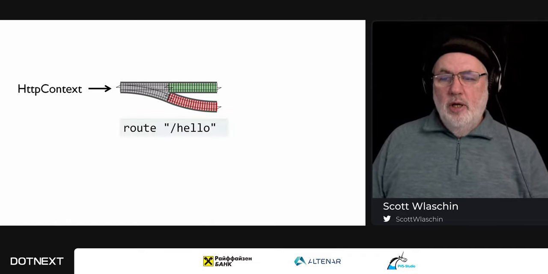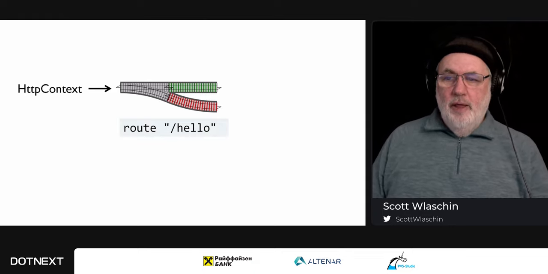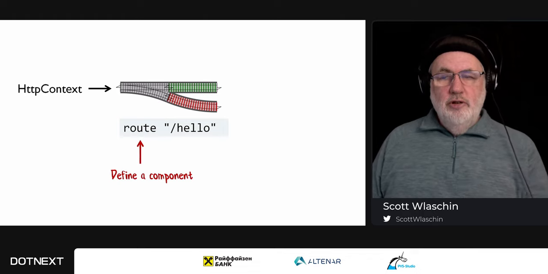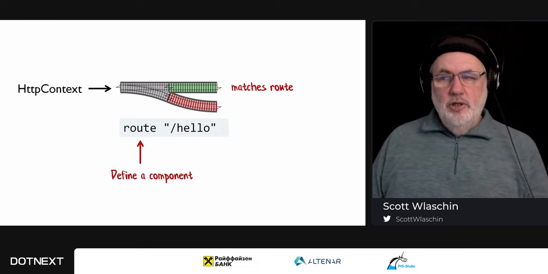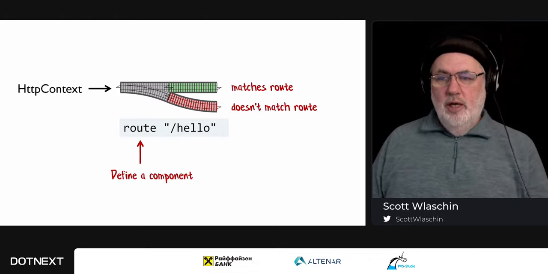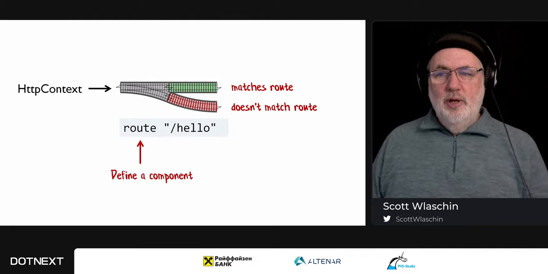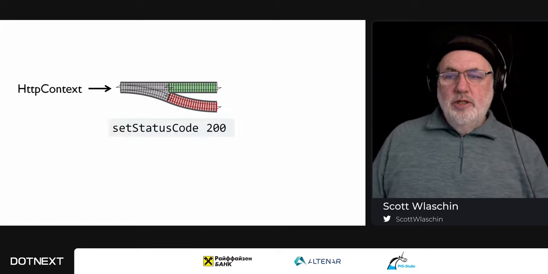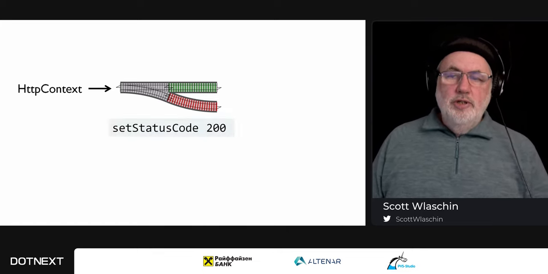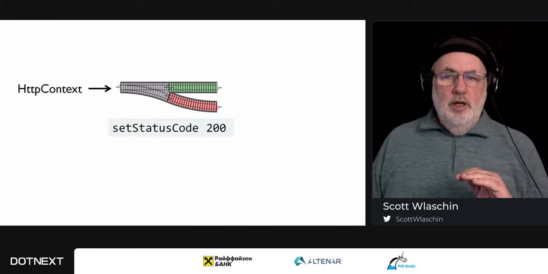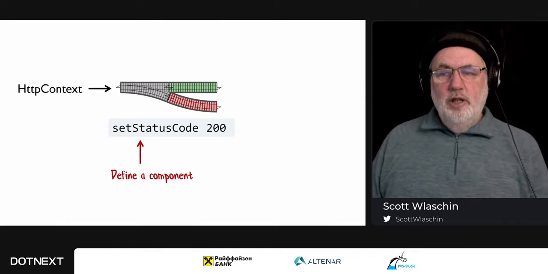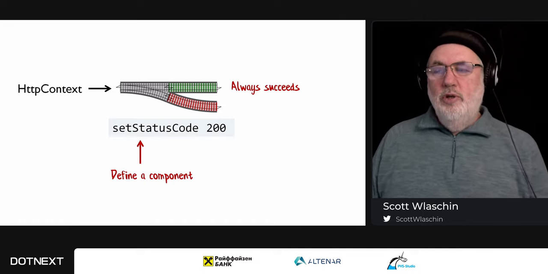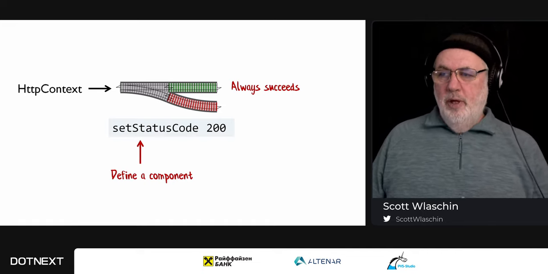Okay, let's look at another one. This one is called route. All it does is match the path that has been passed in the request. So either it matches or it doesn't match. And that's all it does. It doesn't do anything else. Single responsibility. Let's look at another one, setting the status code. All this one does is write the status code in the response, right? So another component, and this one always succeeds. It always works. It just changes the response.